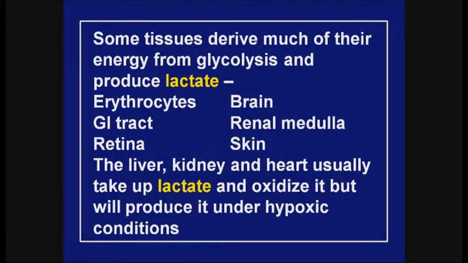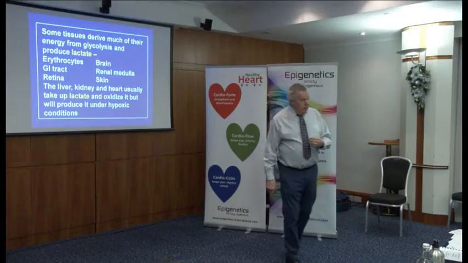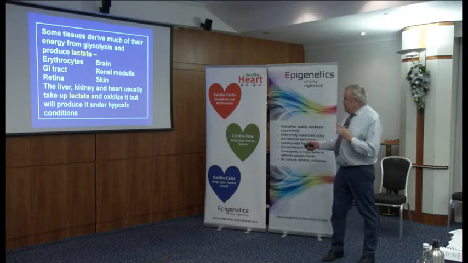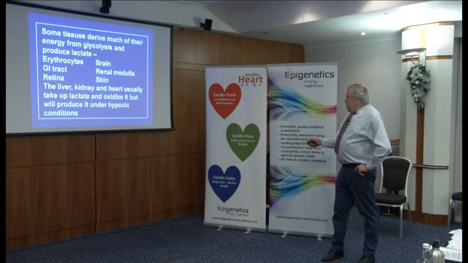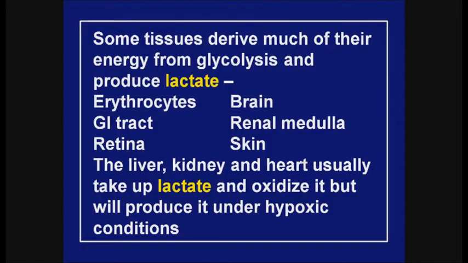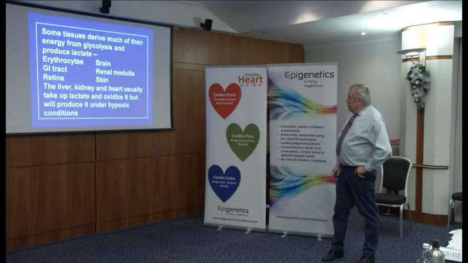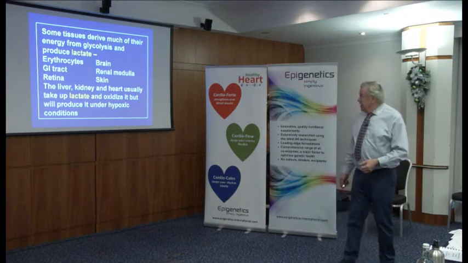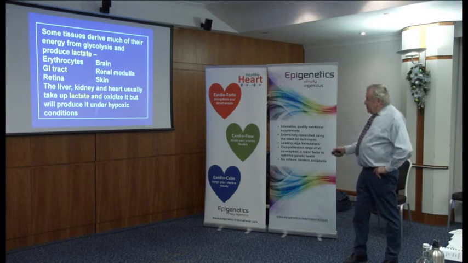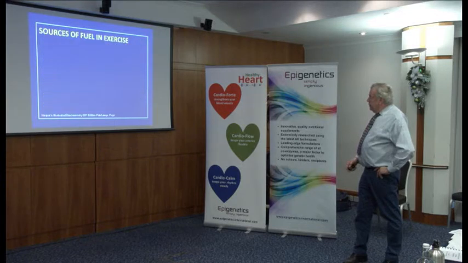Some tissues in the body derive much of their energy from glycolysis and produce lactic acid. So one of these is the erythrocytes, which is the red blood cells, the gastrointestinal tract, the retina of the eye, the brain, the renal medulla, and the skin. The liver, kidney, and heart usually take up lactic acid and oxidize it, but will produce it under hypoxic or lack of oxygen conditions. So some areas of the body actually can use lactate quite readily, and other ones, as you can see, can't. But this again is why we need lots of vitamin B3 to help metabolize the lactate.